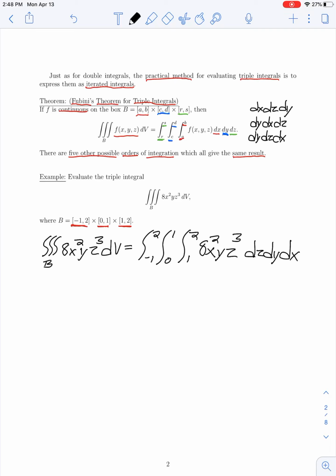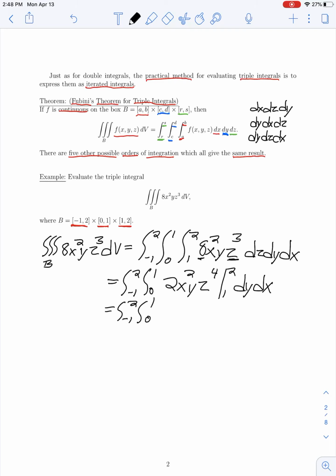Starting with the innermost integral with respect to z, we would find our antiderivative with respect to z. Here we have z cubed. Its antiderivative would be 1/4 z to the 4th, but with our constant 8 out in front, the antiderivative of 8z cubed will give us 2x squared y z to the 4th power, where we're evaluating with respect to z from 1 to 2, and then in the order dy dx. So here, evaluating this inner integral at the endpoints, let's see what we have.